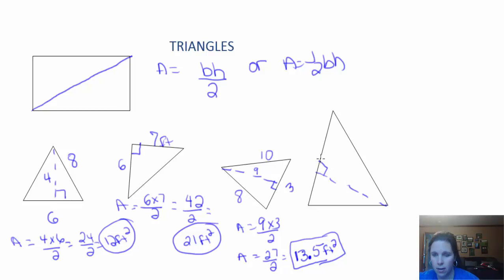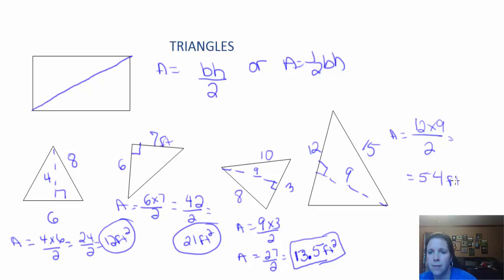Okay. And then if we go, this one on your paper, it's already labeled like this. 12 feet here, 15 feet here, and 9 feet here. So again, our height is what's perpendicular to the base. Again, the base is not necessarily on the bottom. Okay, just because it's the base doesn't mean it's on the bottom. So 12 times 9 divided by 2, so area equals, so if you want to think about it, it's really 6 times 9, which is what, 54 feet squared. There we go, or 12 times 9 divided by 2.